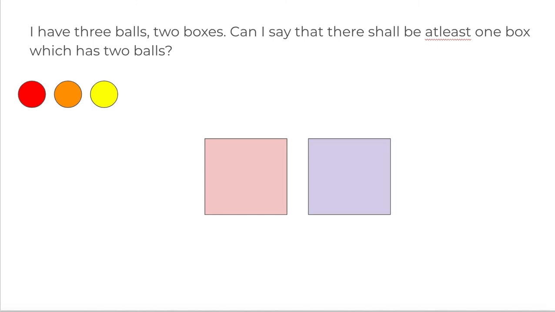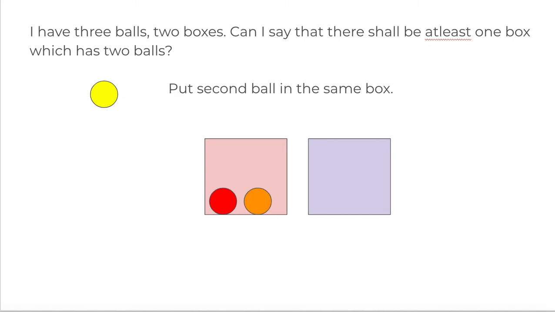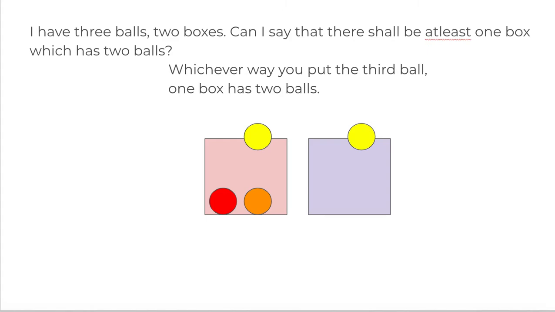So let's start by putting one ball in. The first ball is placed in the first box. It could be either of the boxes. I put the second ball in the same box. So now I do have at least one box which has 2 balls in it, and I can put in the third ball wherever, but I still have one box which has 2 balls in it.